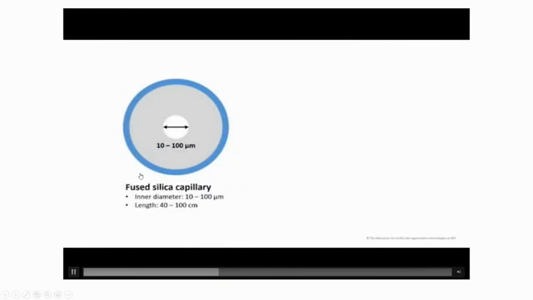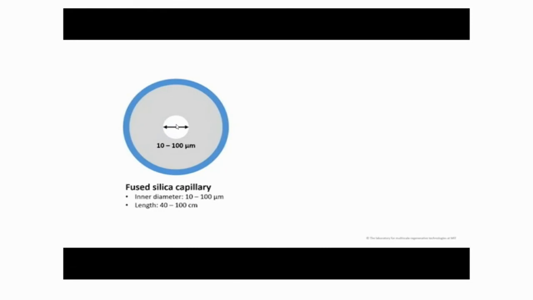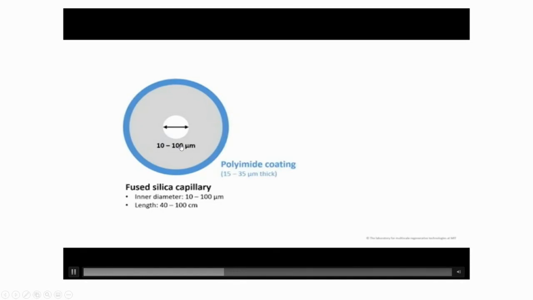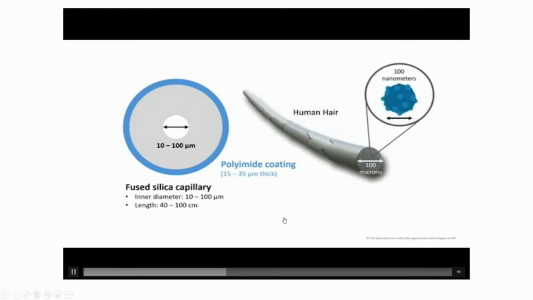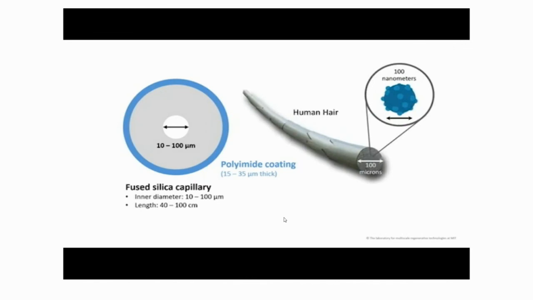This diagram here shows the cross-section of a fused silica capillary. Typically, the capillary we use in CE has an inner diameter of around 10 to 100 micrometers, with length of about 40 to 100 cm. It is usually coated with a thin layer of polyimide to protect the capillary. To give you some perspective of how small the capillary is, we can take a look at our own hair. A typical human hair has a diameter of about 100 micrometers. The inner diameter of CE capillary is even thinner than our hair.